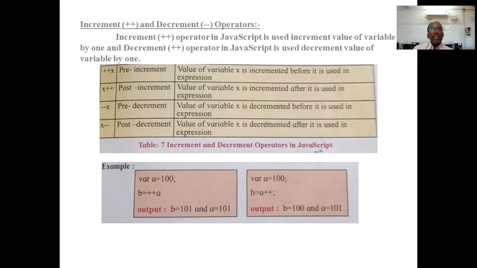And the decrement minus minus operator in JavaScript is used to decrement the value of a variable by 1. So here by mistake plus plus is written, actually it is the minus minus operator. The decrement minus minus operator in JavaScript is used to decrement the value of a variable by 1. It means it will decrease the value by 1.